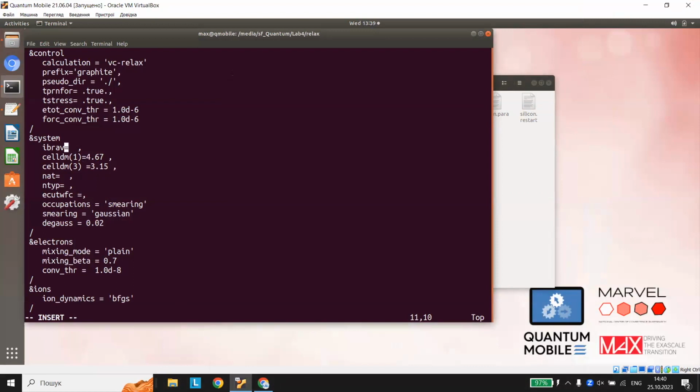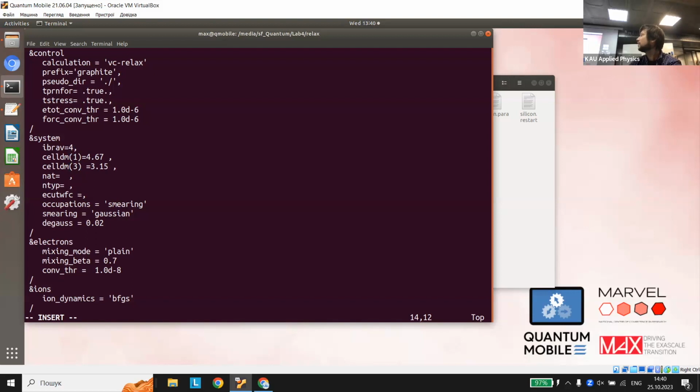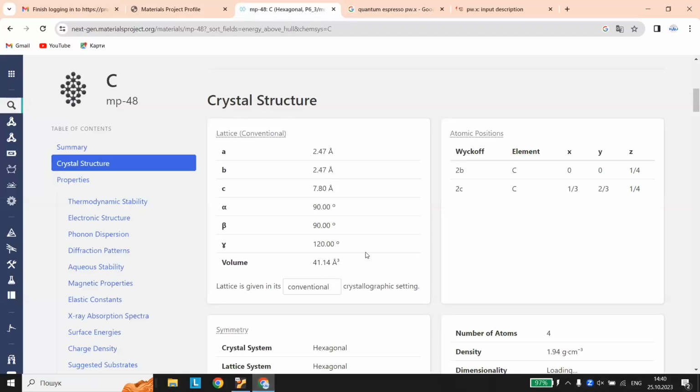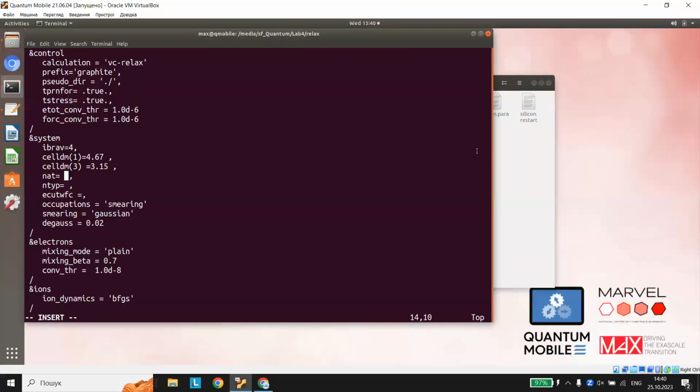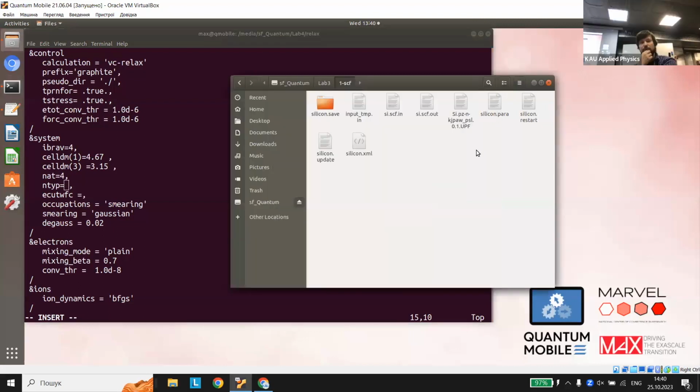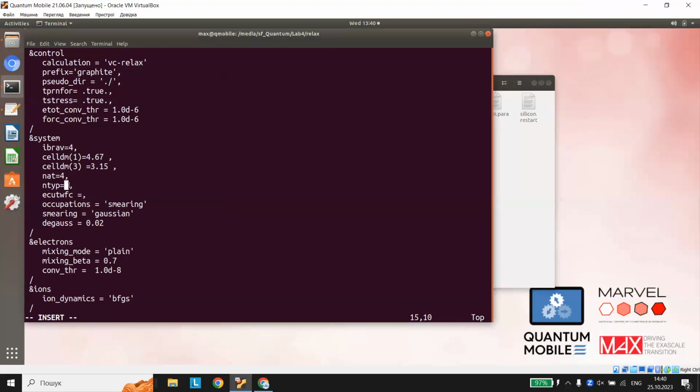Okay, CLDM 4. You forgot CLDM 4. Correct. Mihail, do you follow us? Okay, CLDM 1, 3. Number of atoms. How many atoms should be in the unit cell? Something like 12. CLDM 4, number of atoms is 4. CLDM 3 is 3.15, it's C divided by A. Then number of atoms 4. Number of types is 1, I think, because it's only carbon.